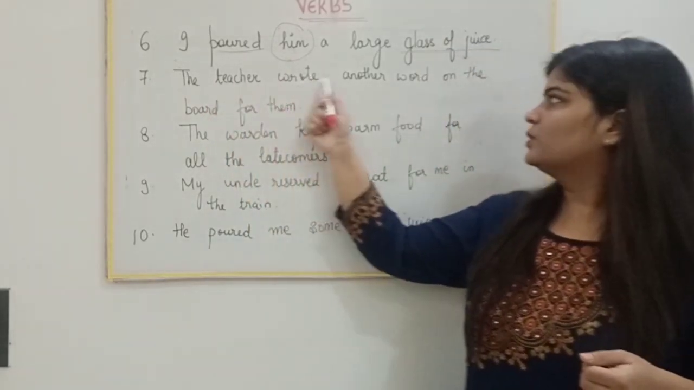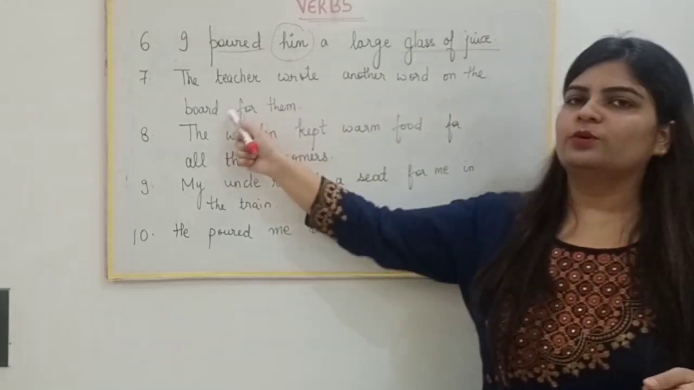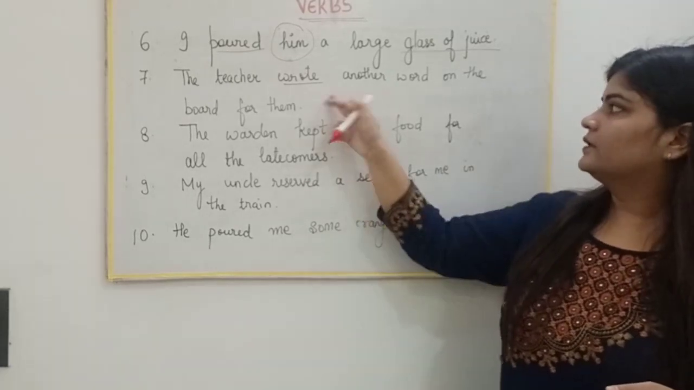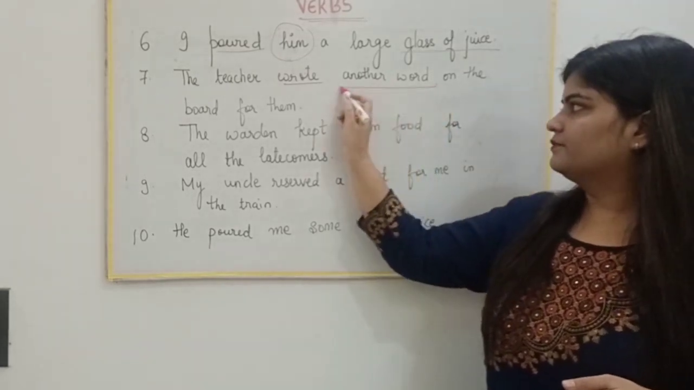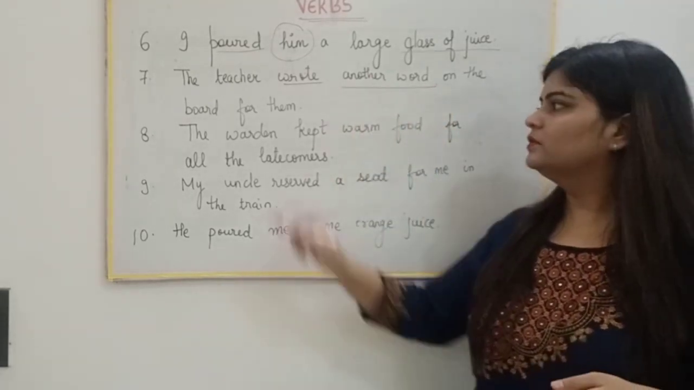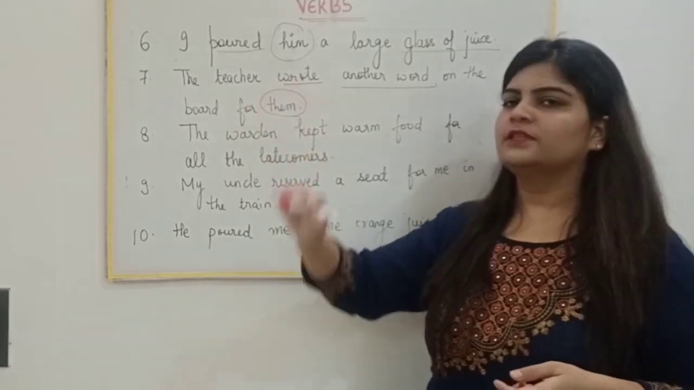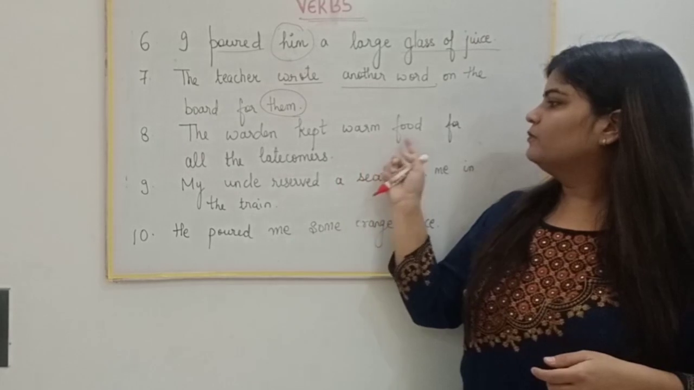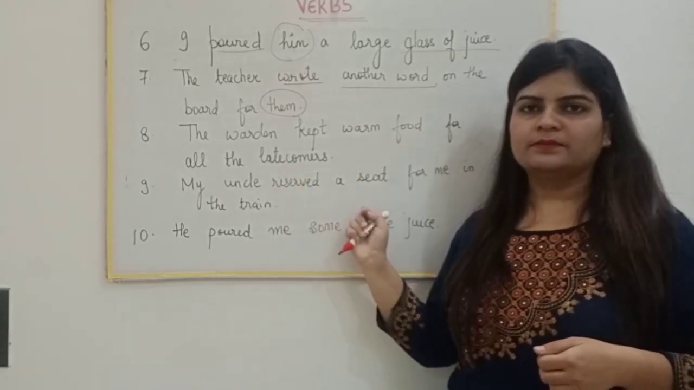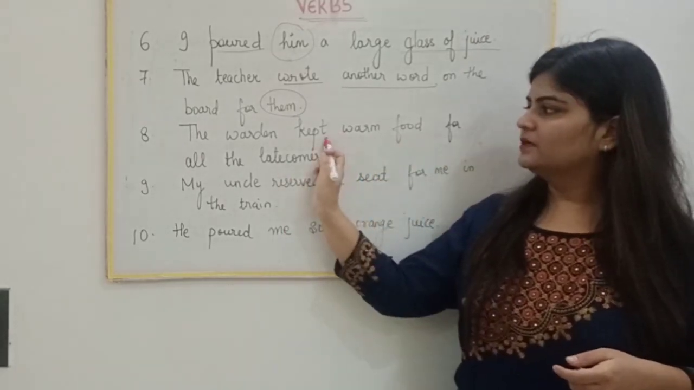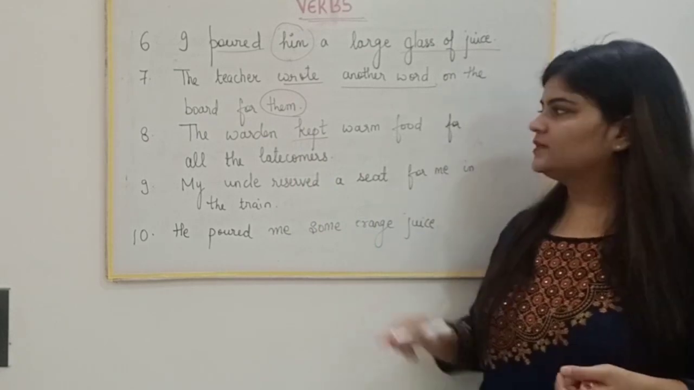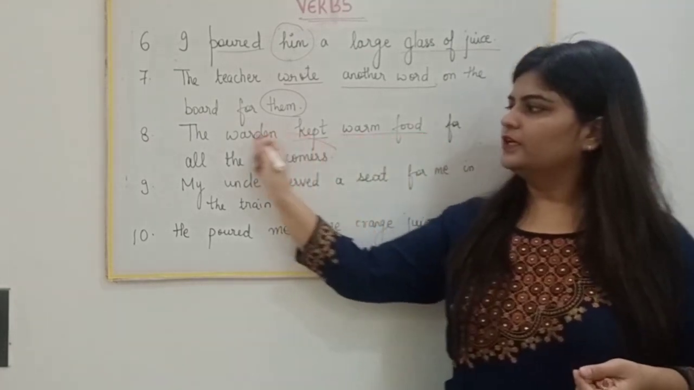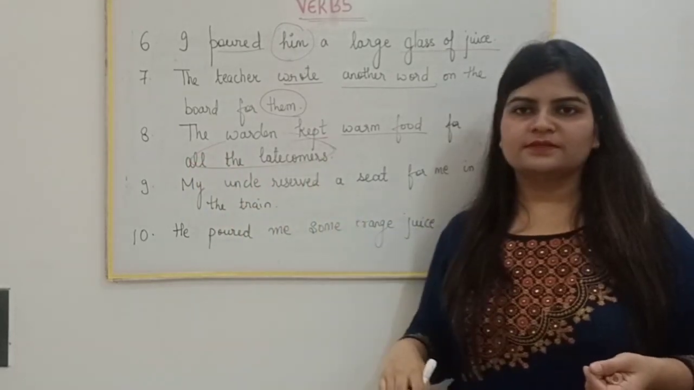Next sentence. The teacher wrote another word on the board for them. The verb is wrote, and what? Another word. For whom? For them. Next. The warden kept warm food for all the latecomers. Verb: kept. What? Warm food. For whom? For the latecomers.